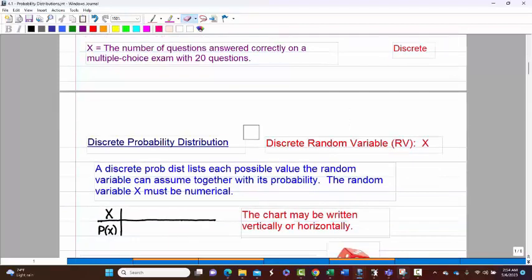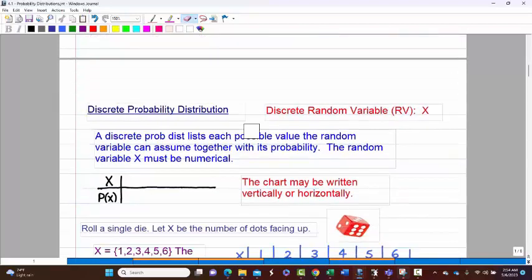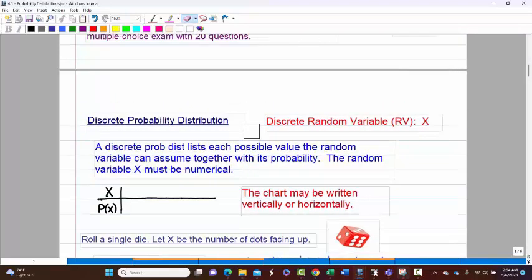Let's talk about a discrete probability distribution. A discrete distribution with random variable X. Sometimes you might see other variables like Z thrown in, but it doesn't have to be X, though I think it's good form if we use X.